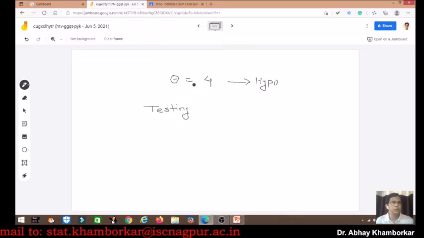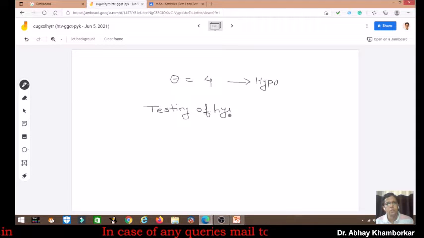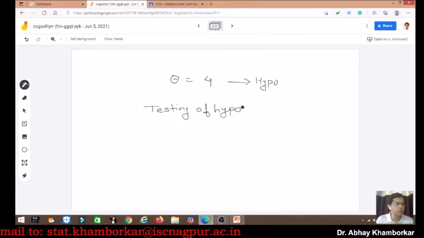That means this is the hypothesis I want to check. I am checking whether theta equal to 4 is true or false using some random sample drawn from the same population, and therefore we can call this whole situation testing of hypothesis. Testing of hypothesis means checking whether the given information is correct. Hypothesis means a statement about the population parameter. So checking whether that statement about a population parameter, in this case theta, is correct or not, is nothing but testing of hypothesis.